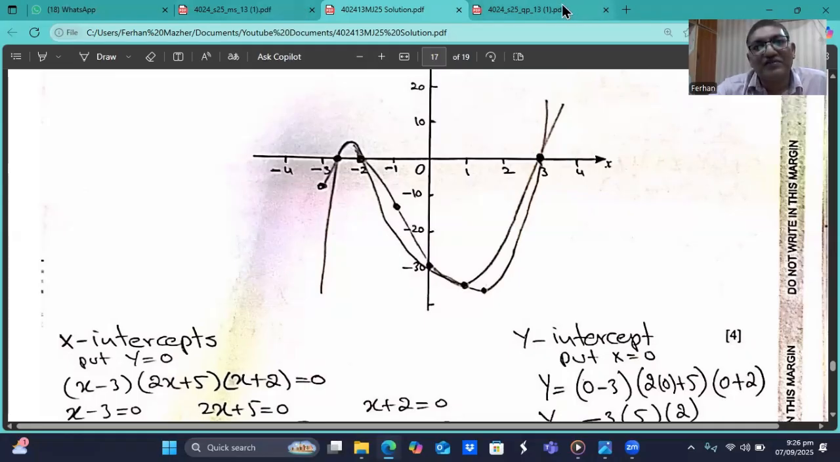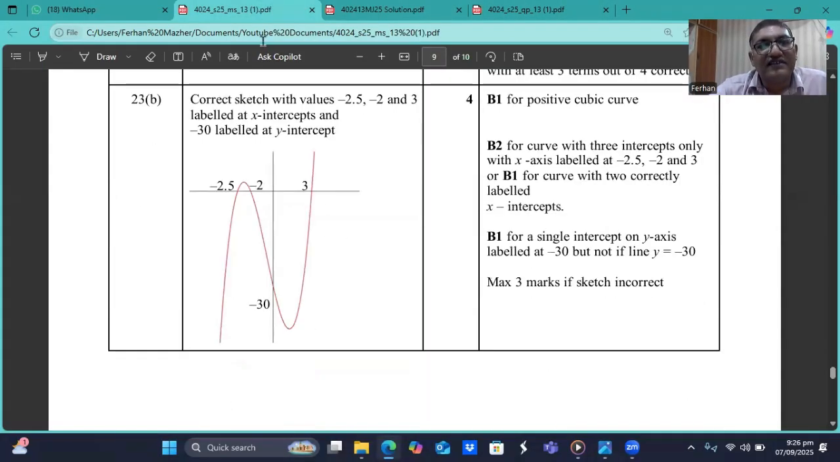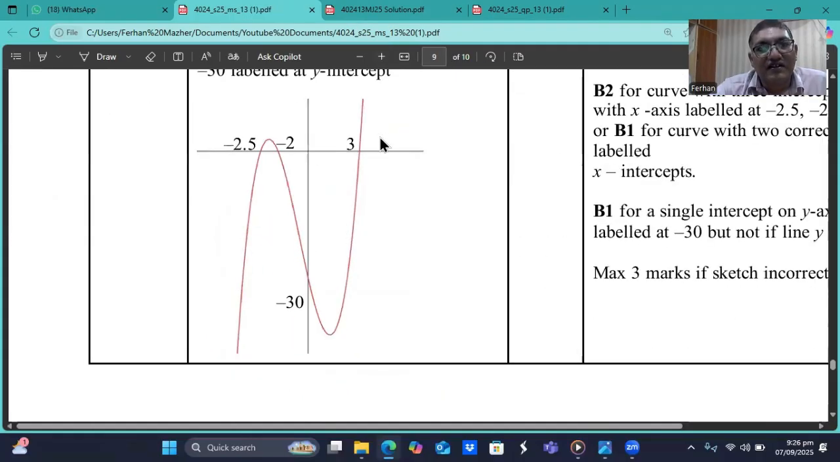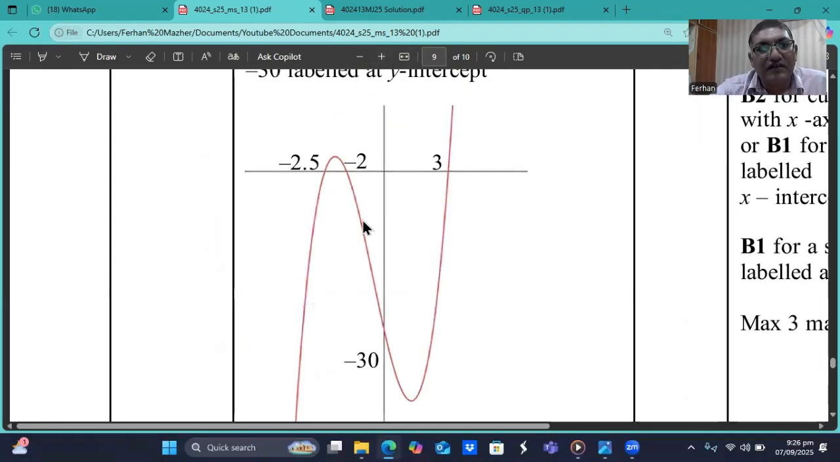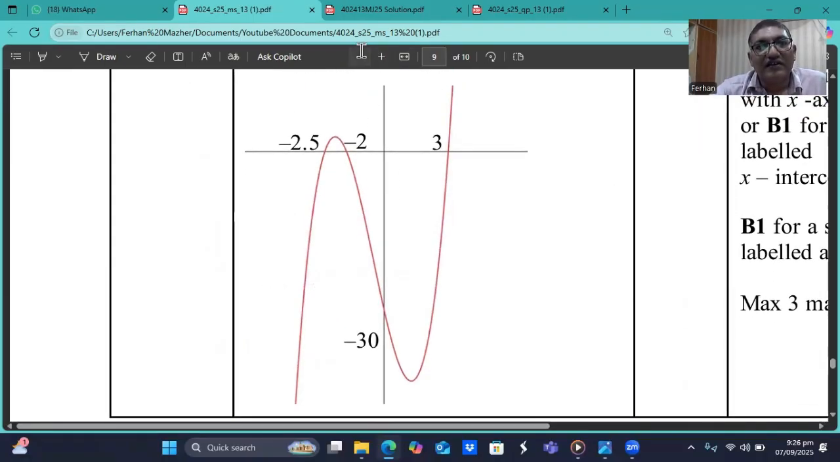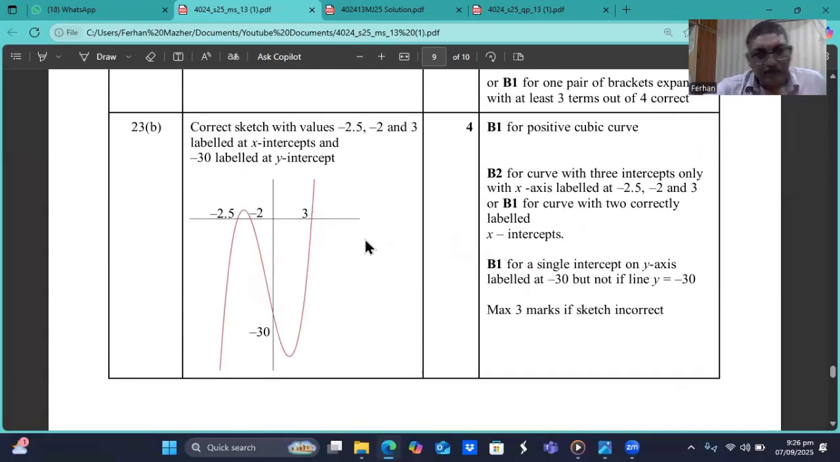So let me show you from the marking scheme, the original graph. You see, this is the shape of the graph, which is supposed to be. How you find it? You see, there were x-intercepts. One was at -2.5, the other one at -2, and then one was at 3. The y-intercept was (0, -30).